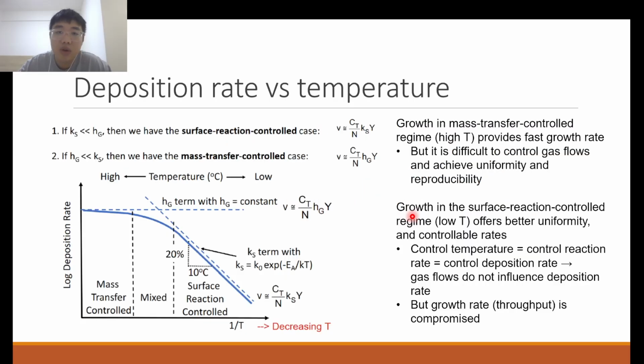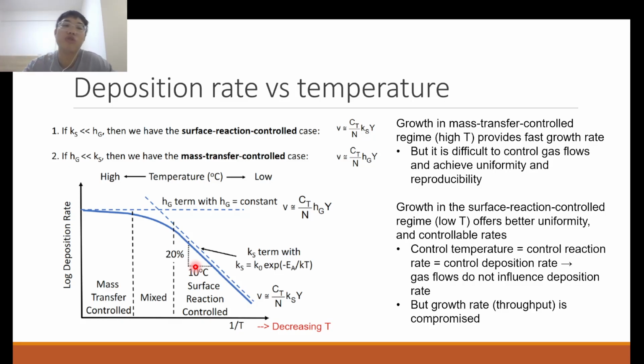So we can also visualize these two regimes with respect to temperature by plotting the deposition rate on a log scale against your temperature. Why do we use the log scale? That's because your surface reaction rate constant follows an Arrhenius relationship with respect to temperature. Arrhenius relationship refers to this kind of formula, this kind of relationship over here. So if we plot the log of the rate against 1 over T, we get a straight line for this regime.